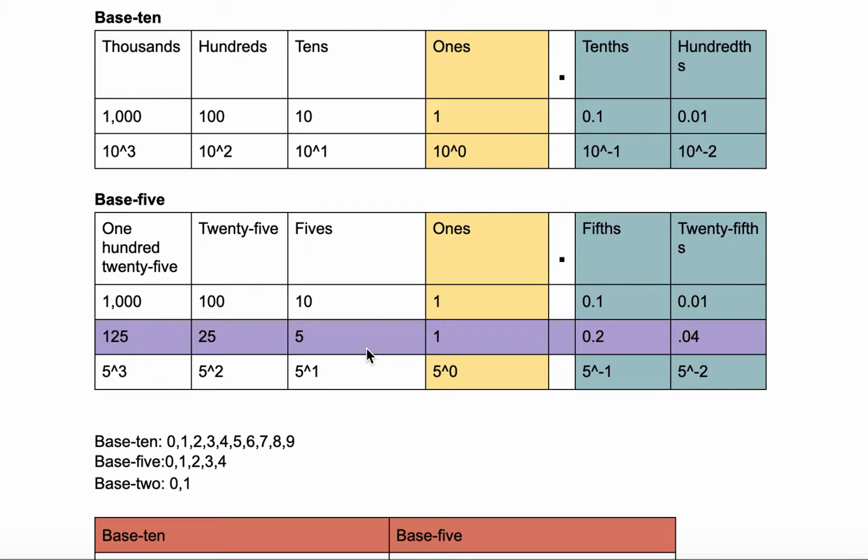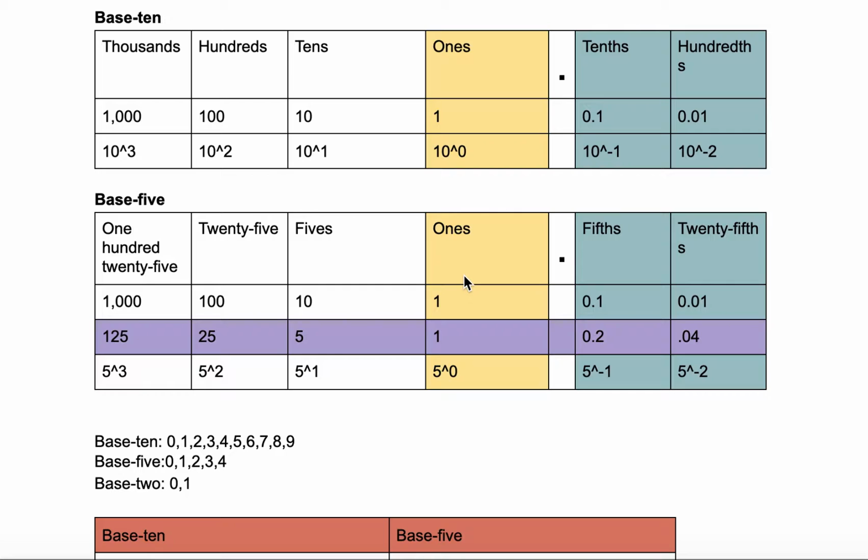So let's take a look at base 5 just for a sec. Base 5 is the same thing, except for the numbers in base 5, and I have the numerals down here. In base 10, we have 0, 1, 2, 3, 4, 5, 6, 7, 8, 9, and that's all there is. In base 5, there's just 0, 1, 2, 3, 4. When we get to 5, that is 10, right? Because we have 1 five and 0 ones.